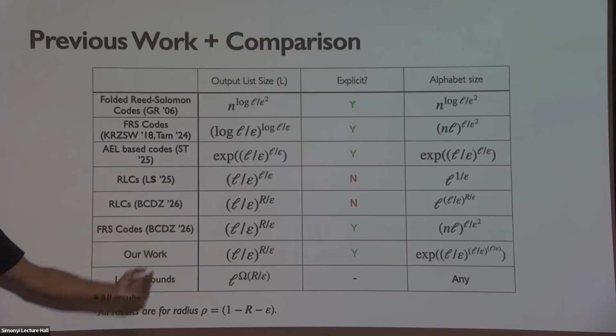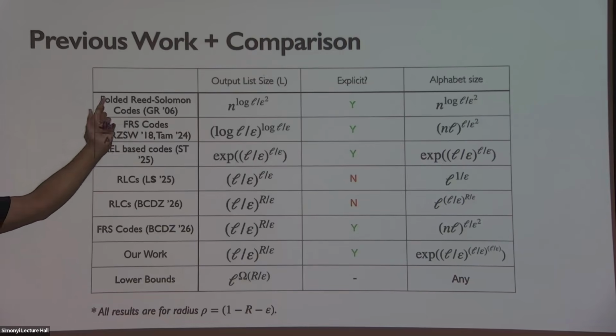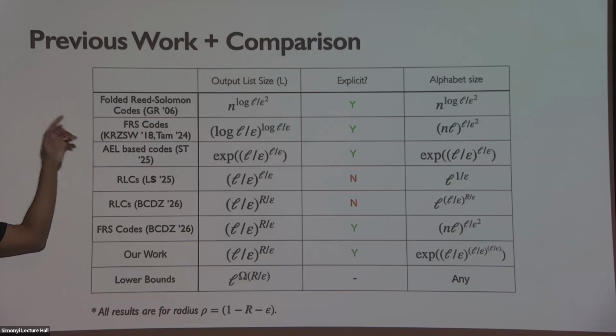So small l, I'll call the input list size, which was the width of the matrix, or the size of the lists for each coordinate. Yes, so the first major work was by Guruswami and Rudra in 2006, where they showed for folded Reed-Solomon codes, which are an explicit family of algebraic codes, that you can get the output list size to be polynomial in the block length n. The length of the codewords is the block length.